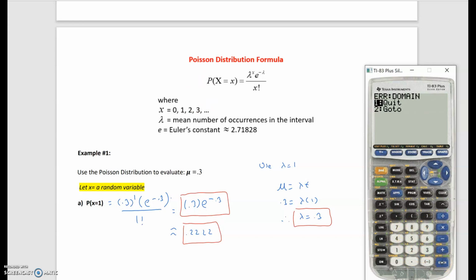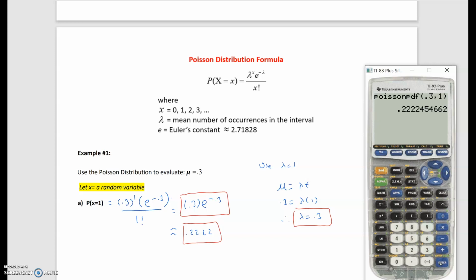And what you're going to see is, whoops, I picked the wrong one. So it's the Poisson PDF. 0.3 comma and then 1. Okay, there we go. So that's going to give us the 0.22.